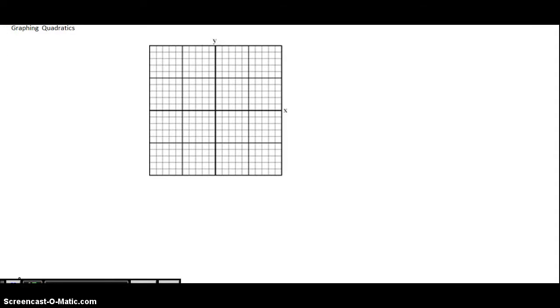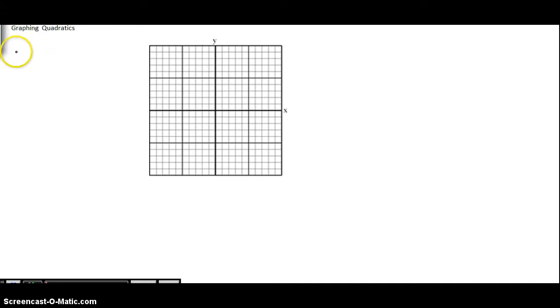Alrighty, folks. Well, it looks like, what are we doing today? Oh, look, hey, we're graphing quadratics. So we have a fancy-dancy coordinate plane here. We're going to start with graphing the most basic quadratic using sort of the most basic way.